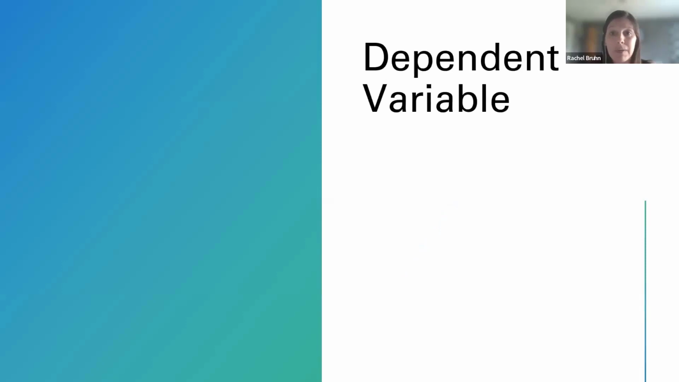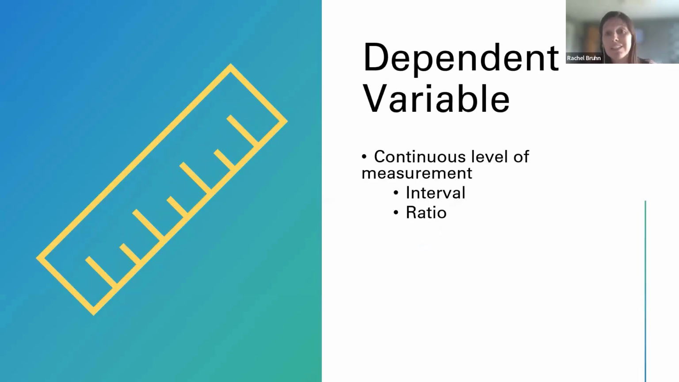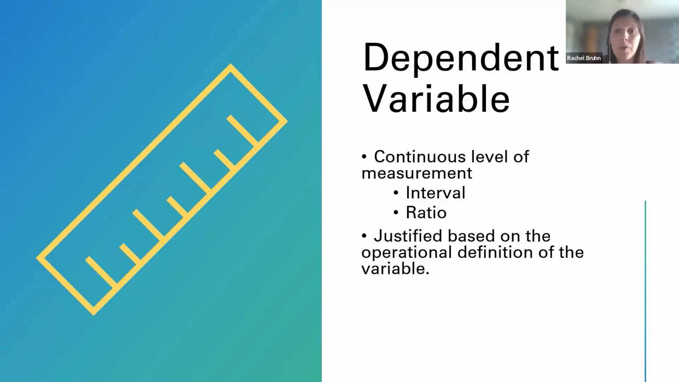And then our dependent variable should be continuous. So that would be an interval or ratio level of measurement. I'm not going to go super in depth. If you're not familiar with levels of measurement, check out the charts and variables group session that the ASC hosts. But it's basically a numerical scale. It must be quantitative in nature in order to be appropriate.